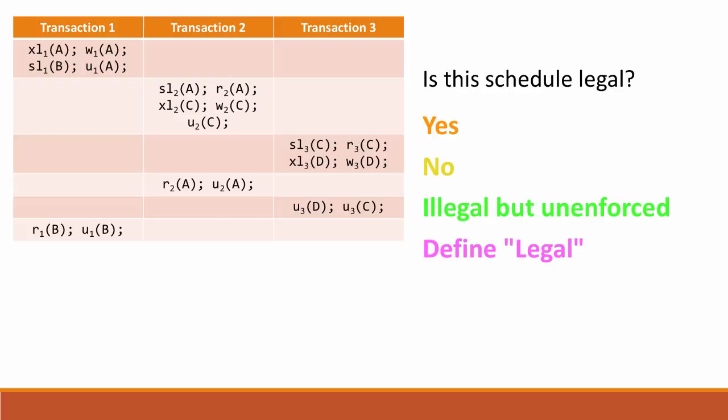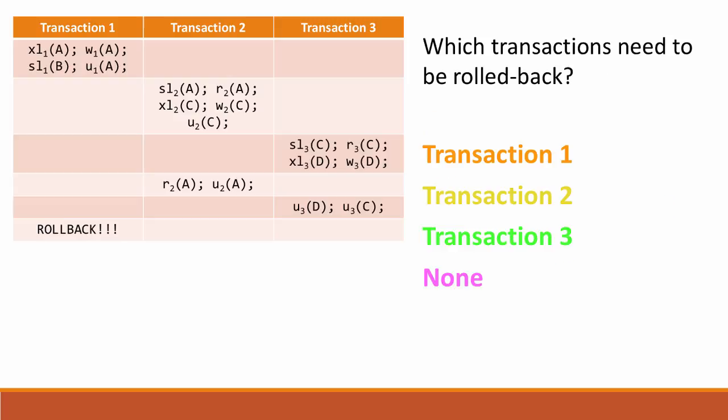However, let's say, for instance, transaction 1, down at that last stage, decided it needed to roll back for some reason. Like it decided, oh, you know what, I want to undo what I've been doing. So if there's a rollback right where I've listed it, which transactions need to be rolled back?